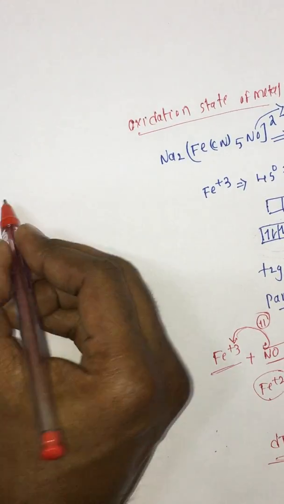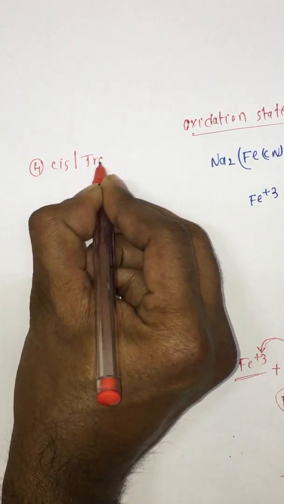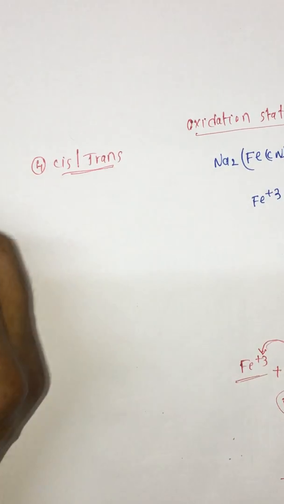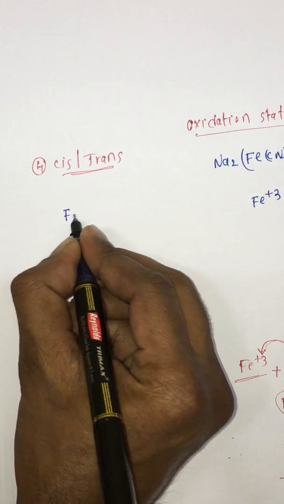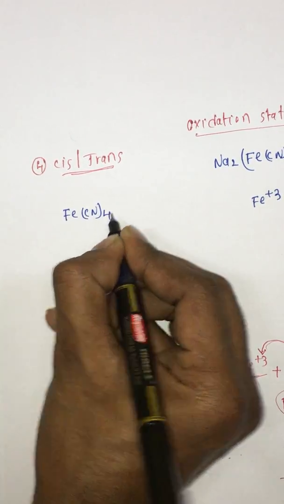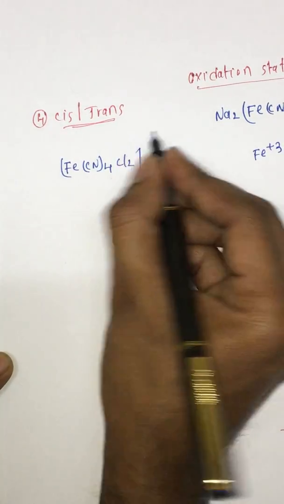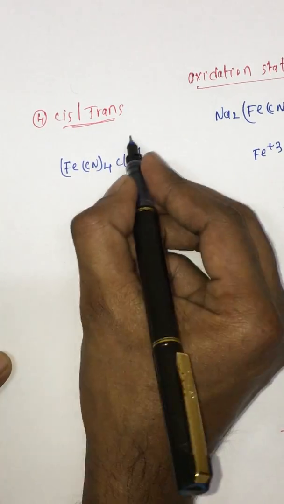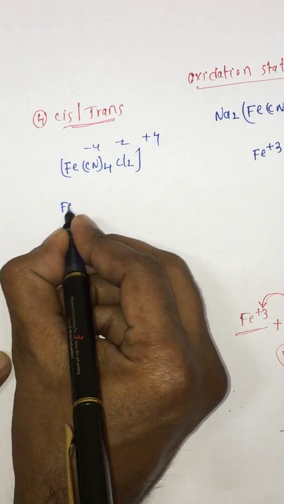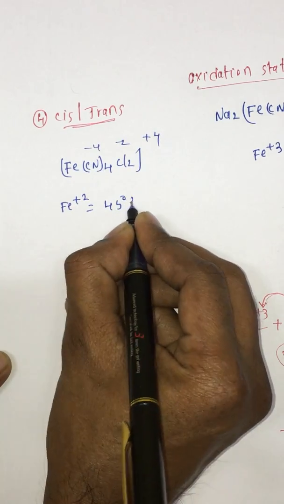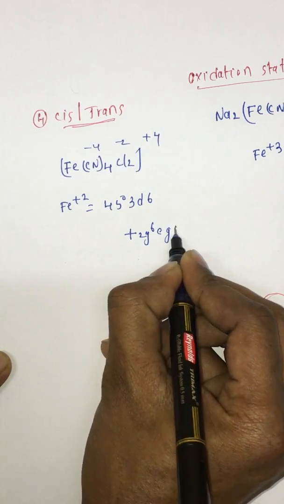And we have the fourth one, cis and trans geometry. This can also be explained by Mossbauer spectroscopy. So here we have two complexes, Fe(CN)4Cl2. So this is Fe plus 2, with CN negative 4 and Cl negative 2, total plus 4. Here the oxidation number is Fe plus 2, that means 4s0 3d6. So in both cases this is t2g6 eg0, right?